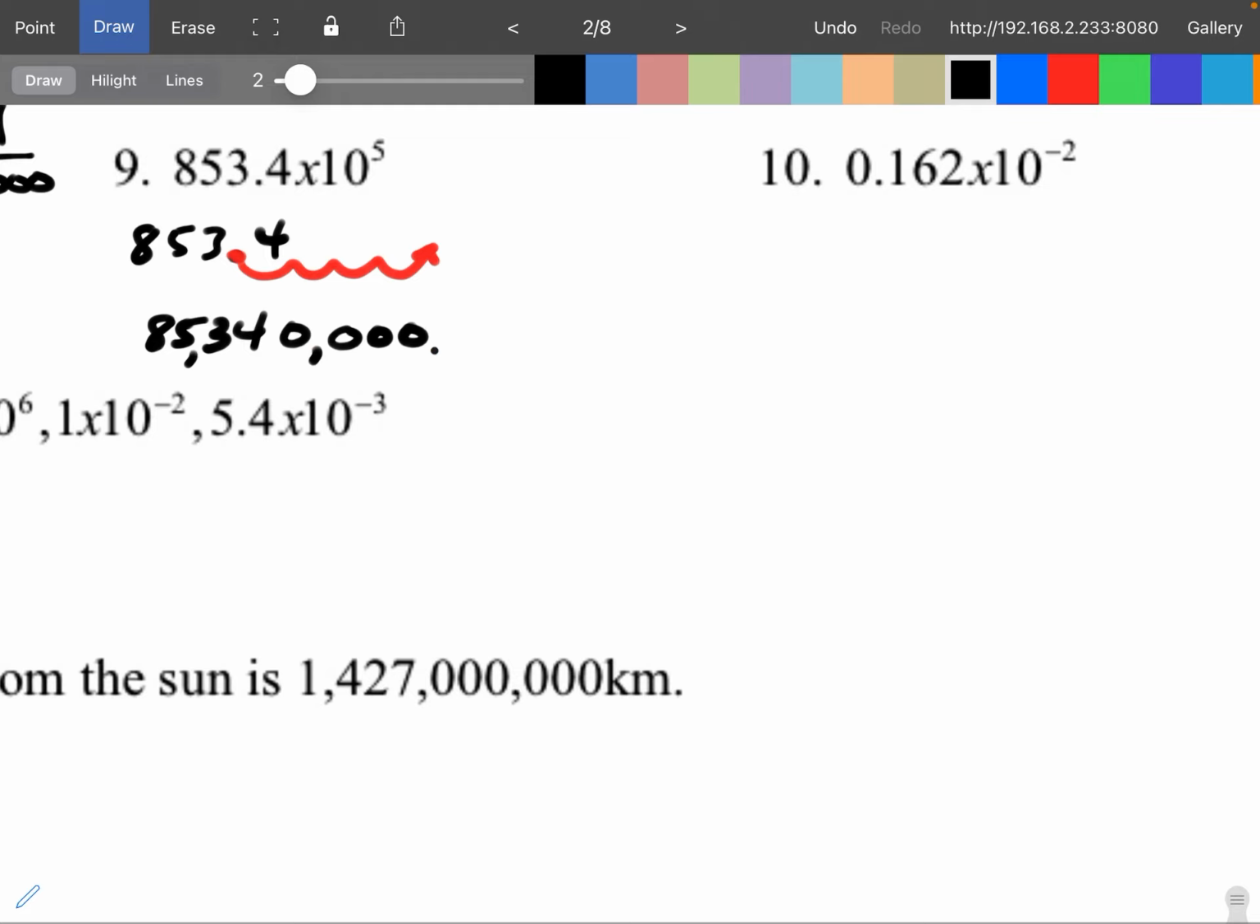Number 10, which way do I move it? To the left, how many places? 2. Thank you. So right now it's 0.162. The decimal's right here. And yeah, if the exponent on the 10 is negative, I have to move it to the left. And in this case, it'd be 2 places. So that would be 0.00162. That good? All right.